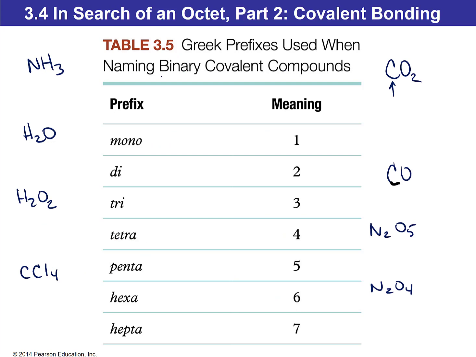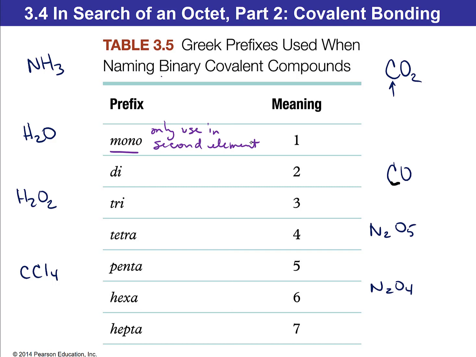Here's the list of them. Mono, if there's just 1. With the exception, if there's only 1 in the first element, you don't have to say mono. Okay, that's why CO is carbon monoxide, not monocarbon. So you only use mono in the second element of the formula. Di, 2, not such a hard one.